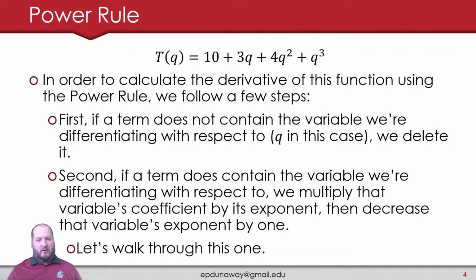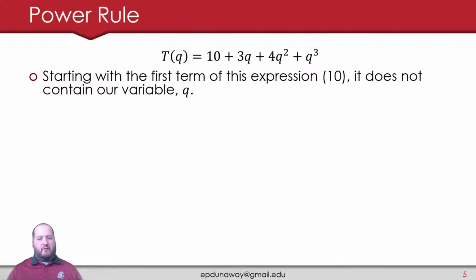So let's walk through it. We're going to look at each of our four terms individually. Our first term in that expression is 10, and it does not contain our variable q. So that's a constant, and the derivative of a constant is simply 0, which means we can just delete it from our derivative. It's not going to show up at all, because if we're adding anything to 0, we might as well not even write it.